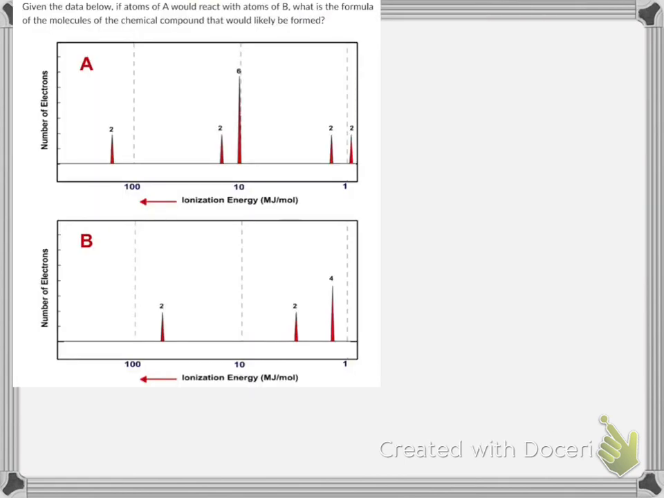Okay, so there's another way to ask the question. We are given 2 atoms, A and B. They want to know what formula of the molecules would likely be formed. So we want to identify what A is. So 1s2, 2s2, 2p6, 3s2, 3p2.